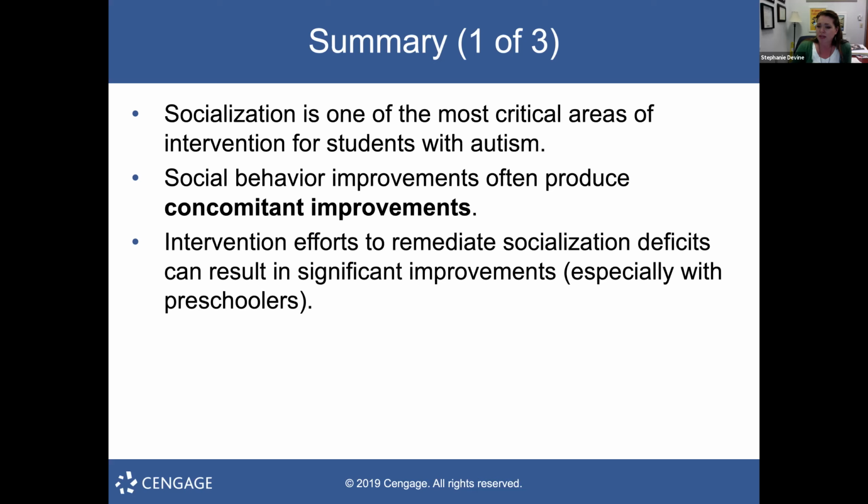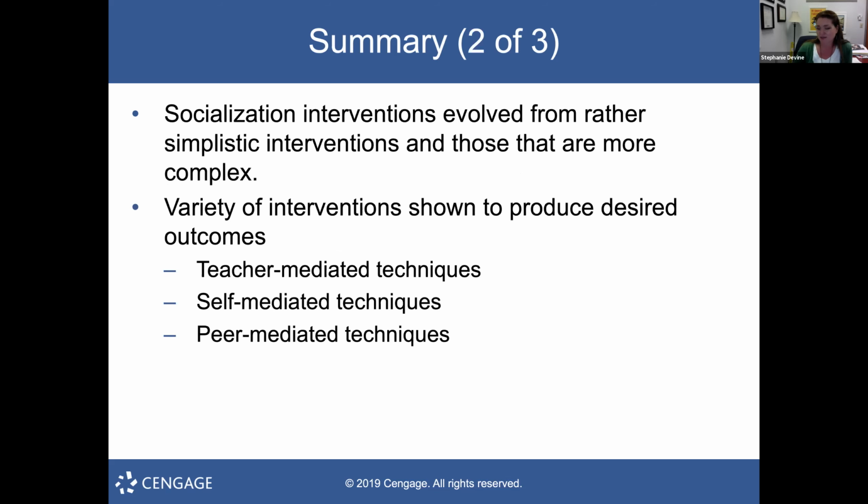Intervention efforts to remediate socialization deficits can result in significant improvements, especially when you catch those kids early in preschool, especially because it's a very natural time to work on those social skills. You're working on that generally with all of your preschoolers. So socialization interventions evolved from simplistic interventions to those that are more complex.